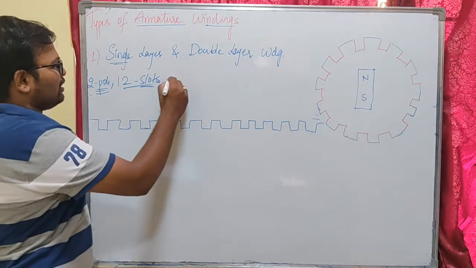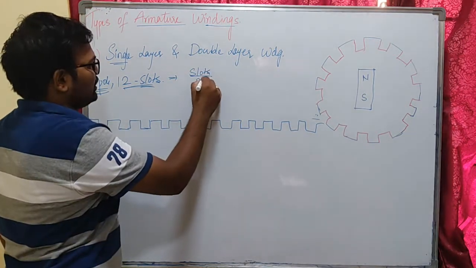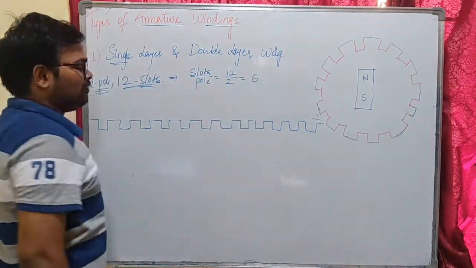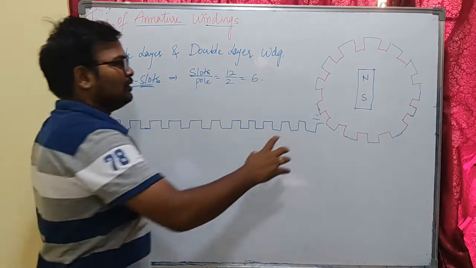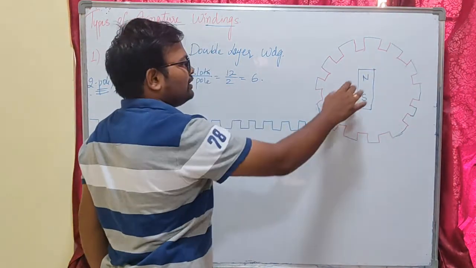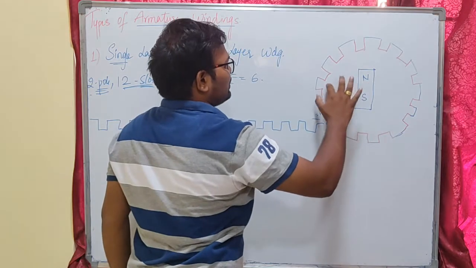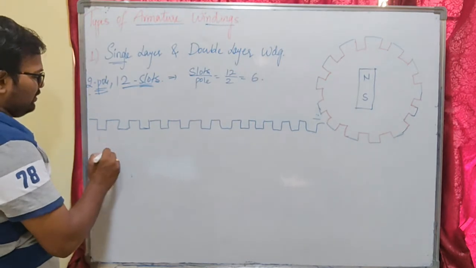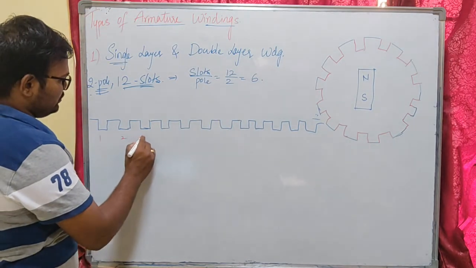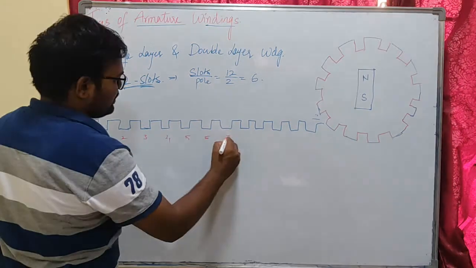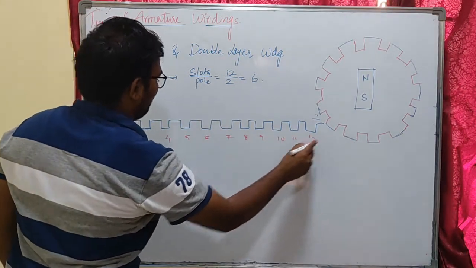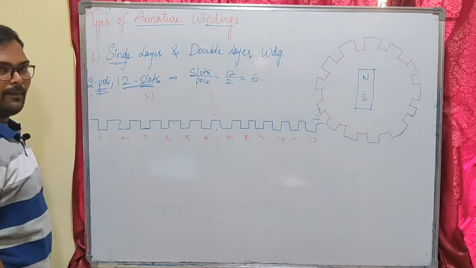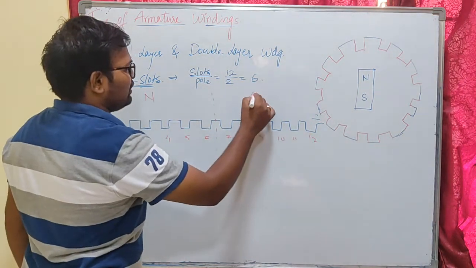The number of slots per pole, that is nothing but the pole pitch: the number of slots is 12 and the number of poles is 2. So there will be 6 slots per pole, because we have 2 poles and 12 slots. Each pole will have a range of 6 slots, which is our pole pitch. Slots 1 to 6 are under the vicinity of my north pole, and slots 7 to 12 are under the vicinity of the south pole.